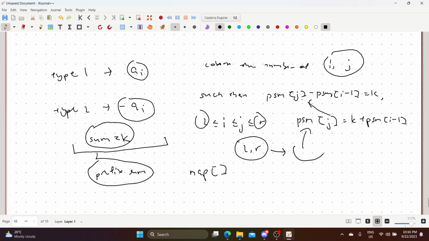We need to know how to move from L to R plus 1 and so on. In order to move to L to R plus 1, this means that we need to consider the contribution of P sum R plus 1. And the only contribution that P sum R plus 1 can make to the array is based on this condition. So this means that you need to find, let me change this, so it becomes minus k.